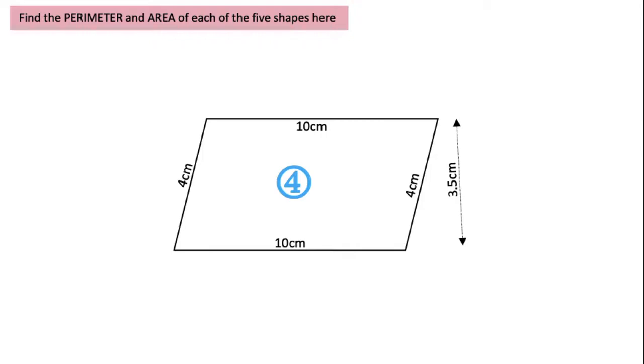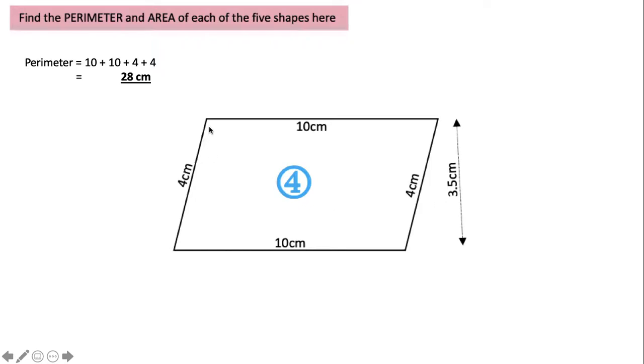Question 4. Okay, so the perimeter of this parallelogram is just, well, it's 2 10s and it's 2 4s. 10 plus 10 plus 4 plus 4 gives you 28 centimeters. But then the area of a parallelogram is the base times the vertical height. So the 4 centimeter here is irrelevant. All you're interested in is the base and the vertical height.